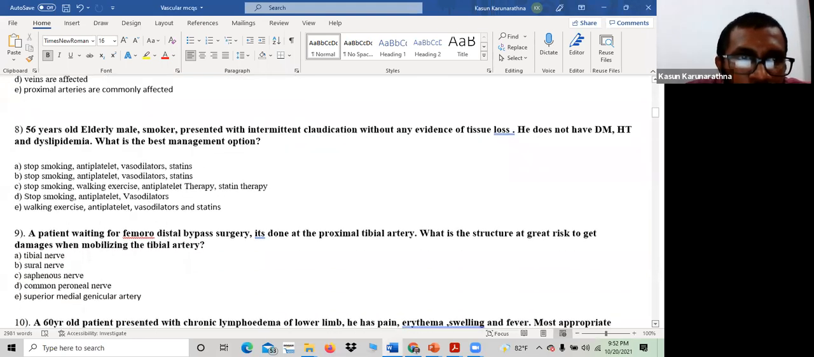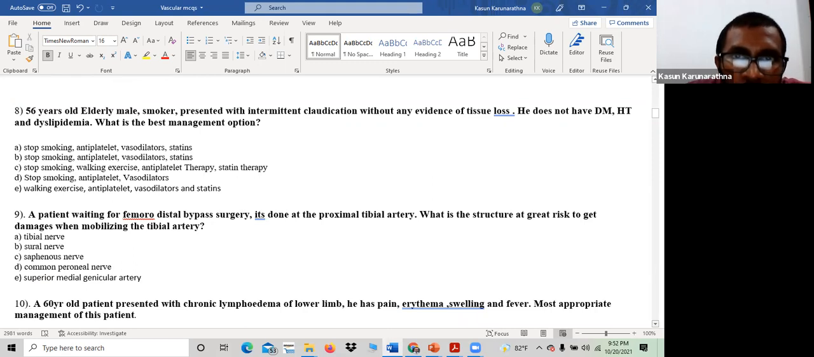Question number 8. A 56-year-old elderly male smoker presents with intermittent claudication without any evidence of tissue loss. He does not have diabetes, hypertension, or dyslipidemia. What is the best management option? Again, the same thing. Stop smoking, antiplatelets, statins, and the walking exercises. The answer is C. You can now see how they make questions to check the knowledge on Fontaine classification and pathophysiology.